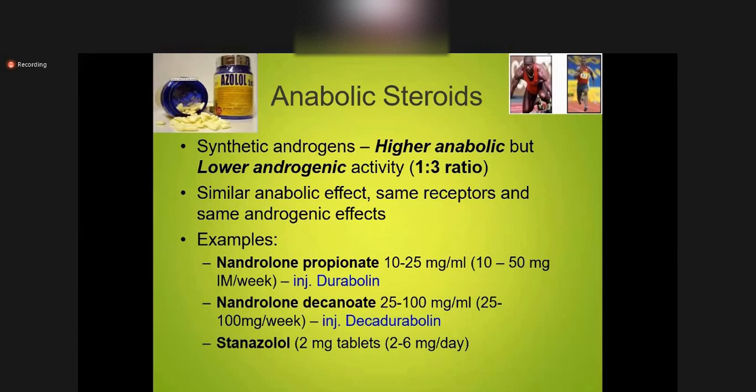So the androgenic or sexual characters are not influenced, but they have a more anabolic activity, the anabolism, or higher growth rate of the cells. So this can be used as a tool to enhance muscle mass. Examples of these drugs are nandrolone propionate, nandrolone decanoate, stanozolol. You should just remember the names of these drugs because they can be asked. So they are anabolic steroids used for a higher anabolic action rather than the androgenic action.